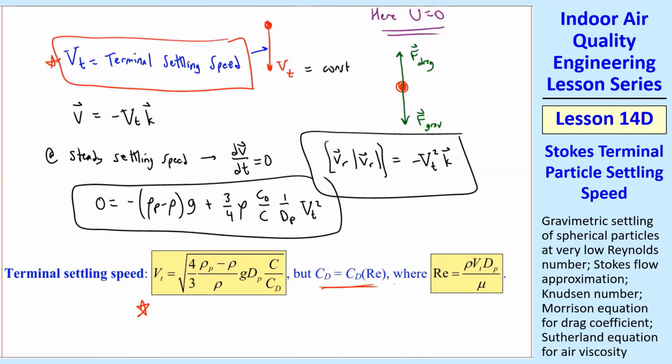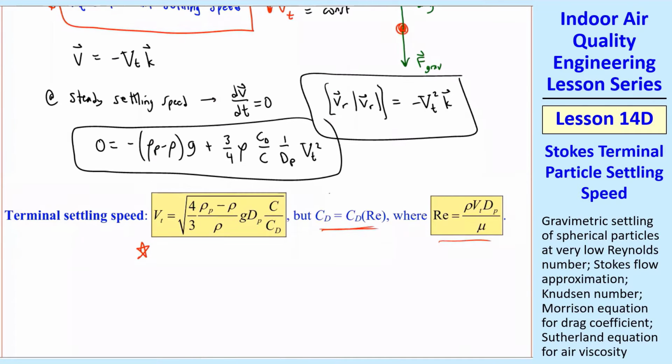And notice that CD is a function of Reynolds number, and this is Reynolds number again. We use Morrison's equation. That looks like a nice simple equation, and we should be able to solve it, but there's a problem. CD is a function of Reynolds number, and Reynolds number is a function of Vt. So you're trying to solve for Vt on the left, but there's a Vt under the square root in this very complicated equation on the right because of the Reynolds number effect.